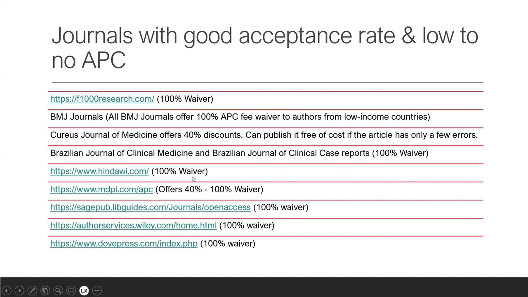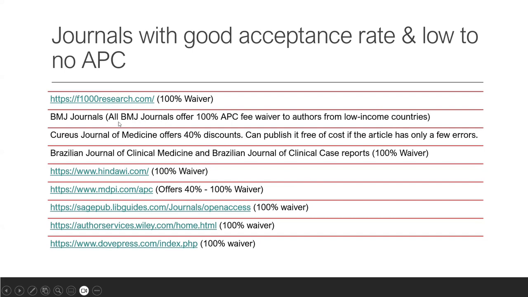This is a list of journals I have created for you. Most of these journals provide a 100% waiver for people from low-income countries. There's another journal that I work with as well, called Cureus. They give you about a 40% discount. The good thing about them is that if there are fewer errors, you can publish free of cost with them as well. If anybody needs help with that, I'm more than happy to help.